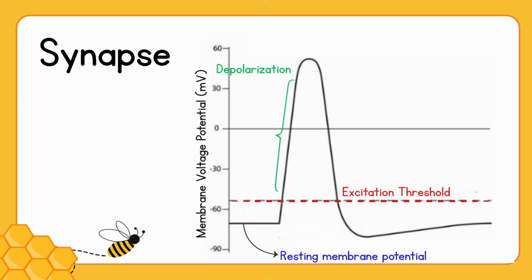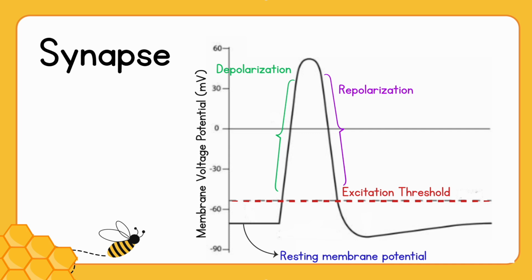So depolarization: if you think of polarization as being negative, then if we're depolarizing, that means we're becoming positive. So it's going from negative 55 millivolts to as high as positive 55 millivolts. Then we reach the peak, and on the way back down, once we have reached that action potential, we have something called repolarization.